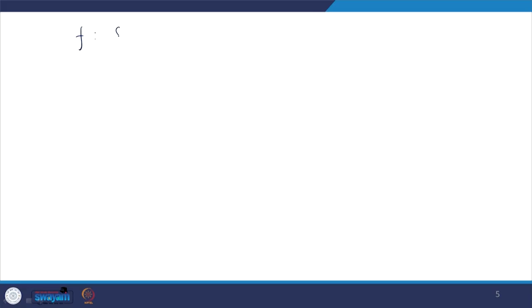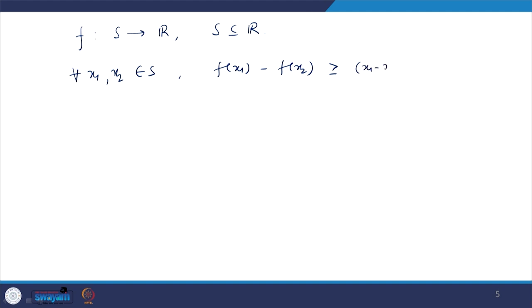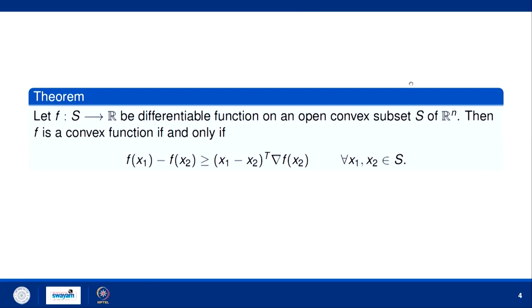Suppose the function is from S to R, where S is a subset of R. Then this property is nothing but, for every x1, x2 in S, f of x1 minus f of x2 is greater than or equal to x1 minus x2 times f dash of x2. This is the same property. If S is a subset of Rn, I am taking S as a subset of R to understand the geometric interpretation of this property.